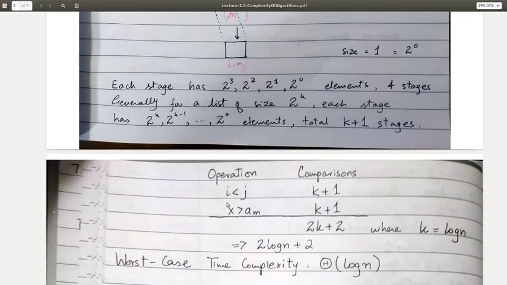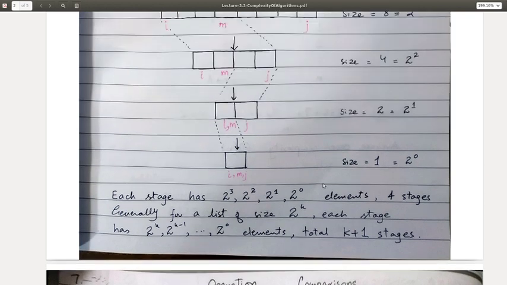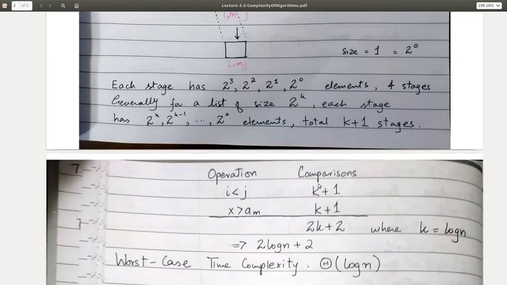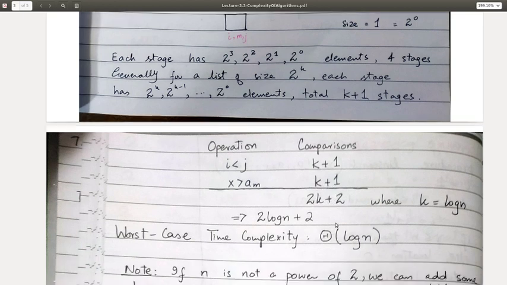The first operation is i is less than j, which was being done once in every stage, and the second operation was checking whether the element that you're looking for is bigger than or smaller than the middle element, which you're doing once in every stage. There are k plus 1 stages, and so k plus 1 plus k plus 1 gives you 2k plus 2, and we've already expressed k in terms of n. So we have 2 times log n plus 2. And so again, you have a worst case time complexity of theta log n.